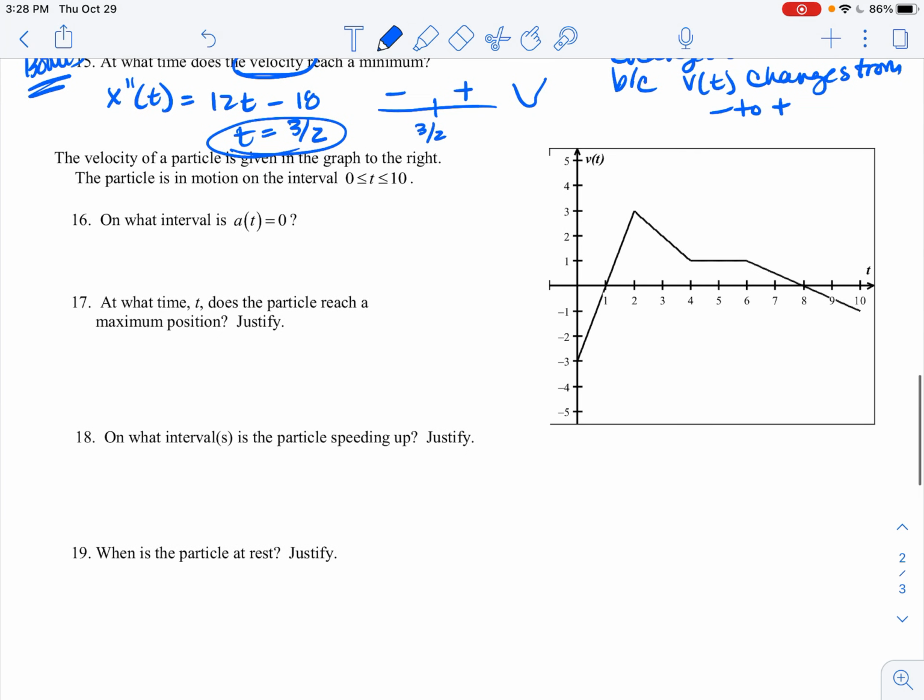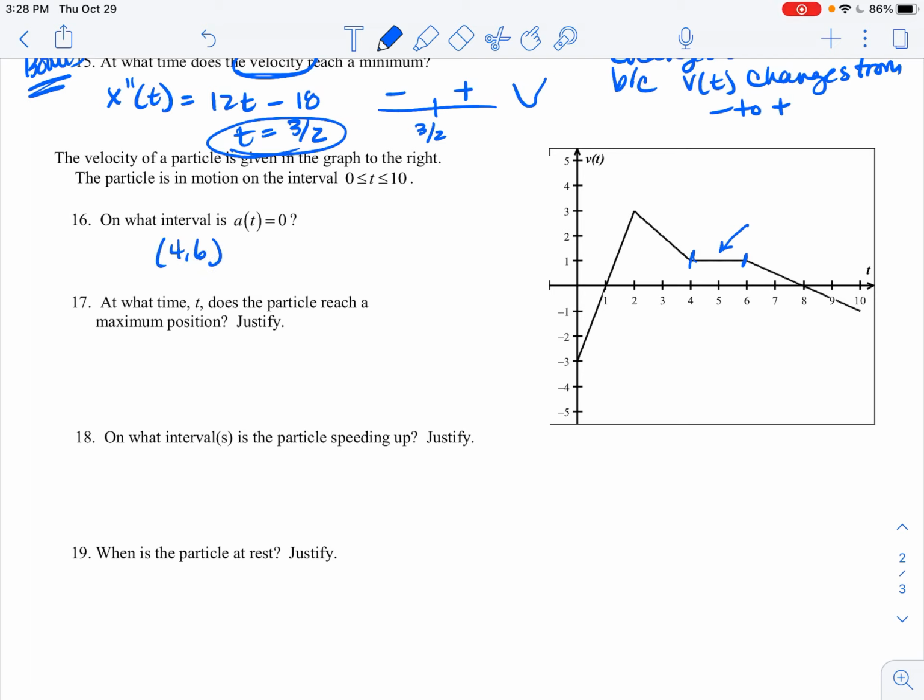All right, a few more. Velocity of a particle is given in the graph to the right. The particle is in motion on the interval from 0 to 10. On what interval is the acceleration 0? Acceleration 0 is going to happen right here between 4 and 6. We are neither accelerating nor decelerating. The slope is 0. So from 4 to 6.